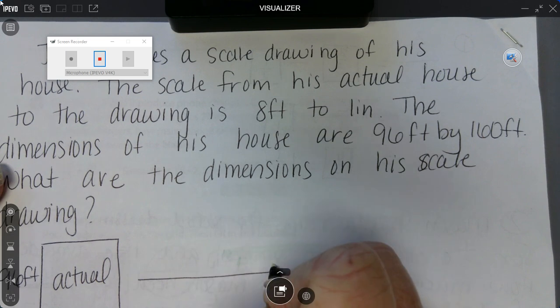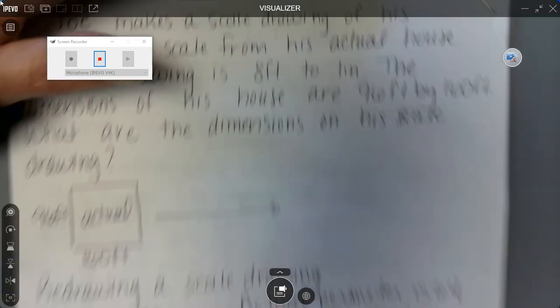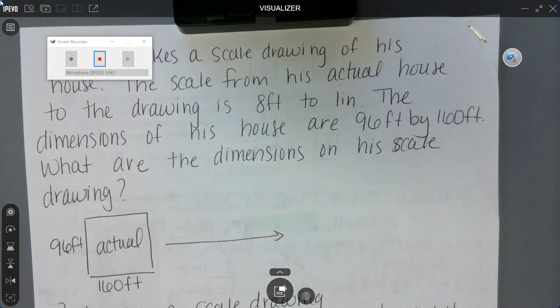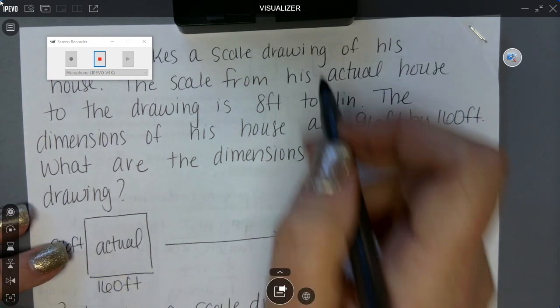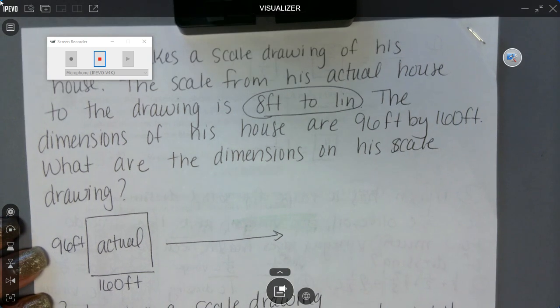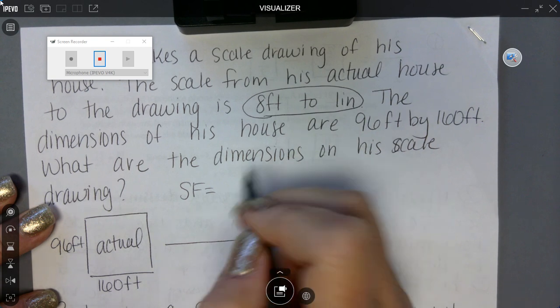What is our scale factor? What's it say our scale factor is? 8. For every 8 feet is 1 inch, right? Yeah. So our scale factor is just plain old 8.